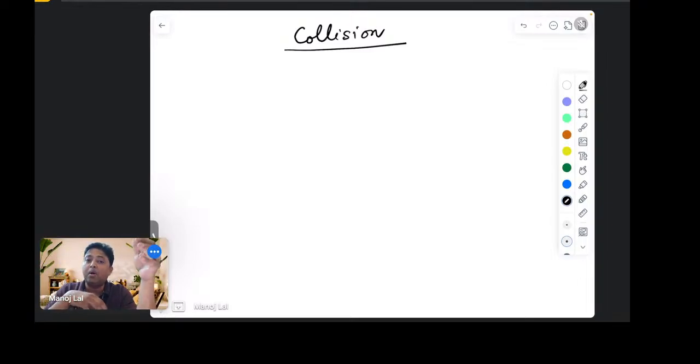Even we can think bodies and body interaction. But let me first discuss about particle-particle interaction. So basically, collision is what?